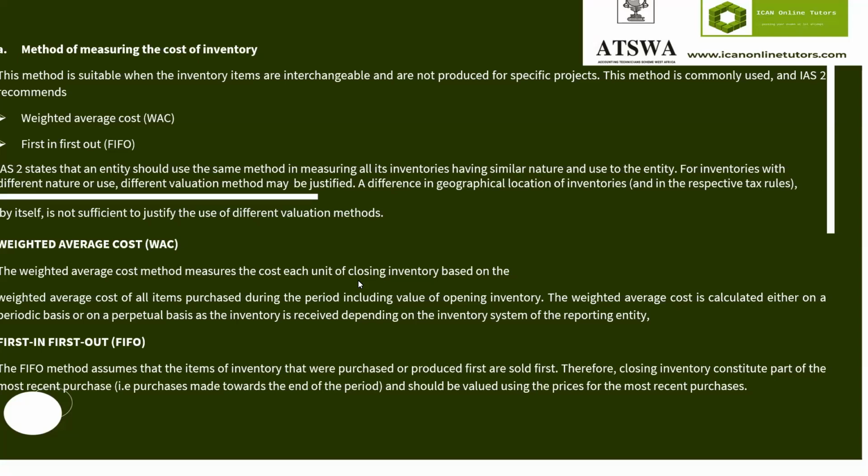In line with IAS 2, we have 2 major methods of measuring inventory. The first method is called weighted average, WAP. The second method is called first in, first out. Previously, last in, first out was also part of the methods of measuring the cost of inventory, but now it has been streamlined to just 2: the weighted average method and the first in, first out method.